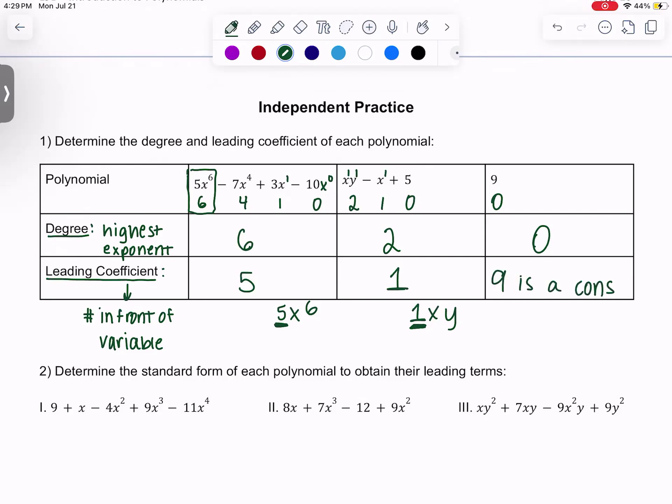They're both C words, but remember the difference. A constant is a number that stays the same. It has no variable. A coefficient is in front of a variable. So this one doesn't have a coefficient. 9 is a constant.